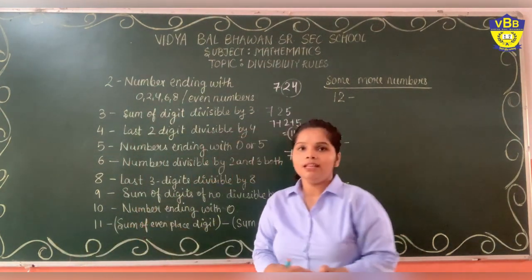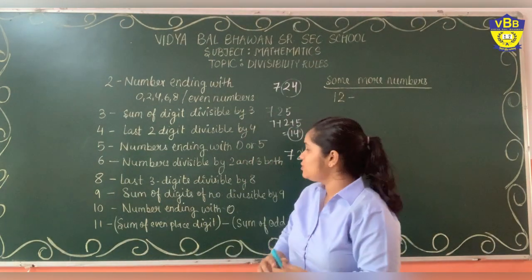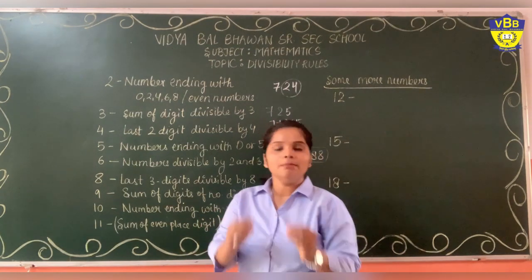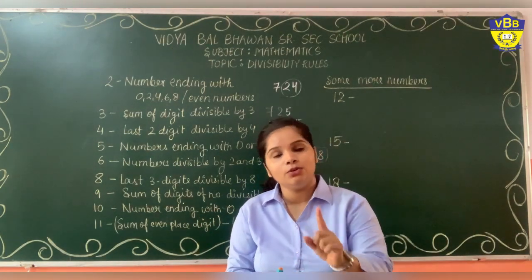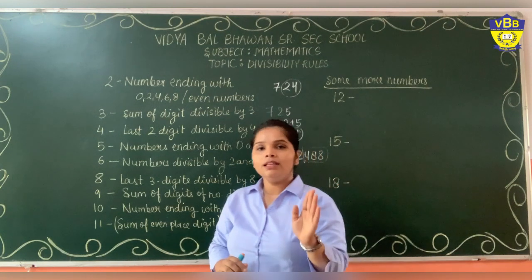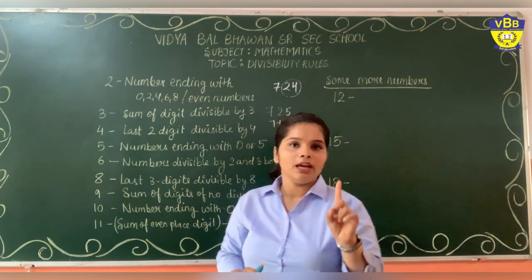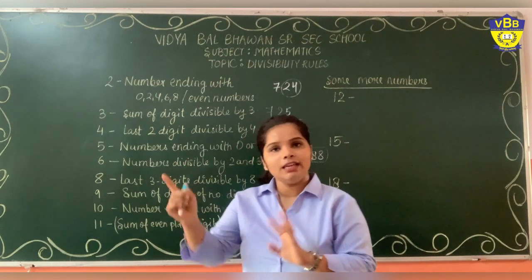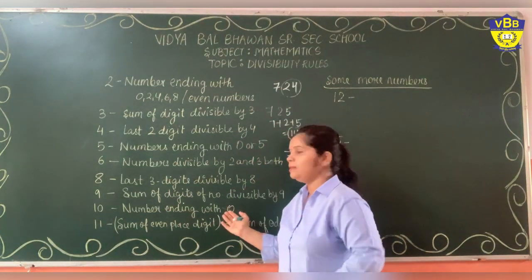For 10, it is actually the simplest one. What to do? Only numbers ending with 0 are divisible. If a number is ending with any digit other than 0, suppose 1, 2, 3 till 9, it will not be completely divisible by 10.